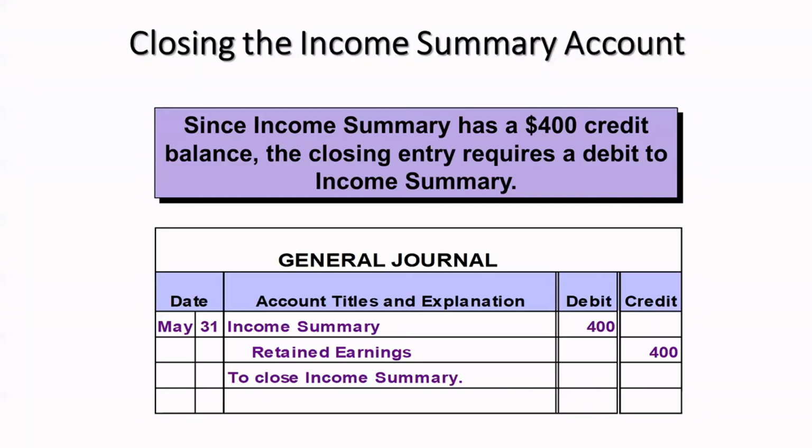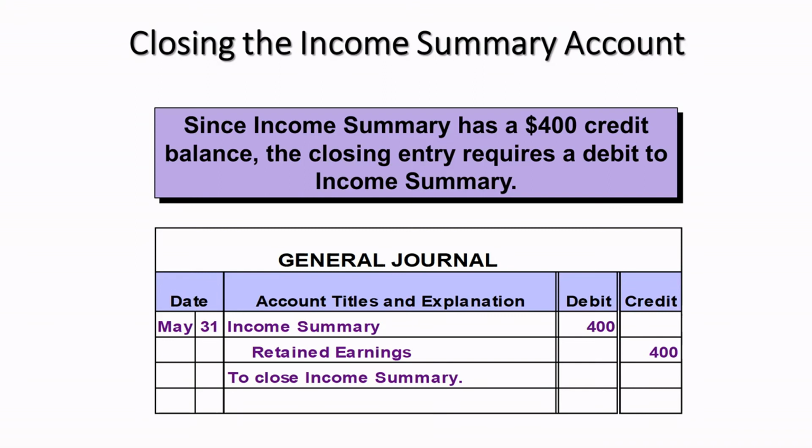Next, net income must be transferred from income summary to retained earnings. Income summary has a credit balance of $400. To close this account, income summary must be debited for $400 and a credit must be made to retained earnings for that amount.